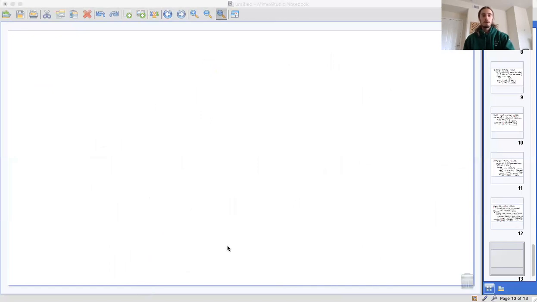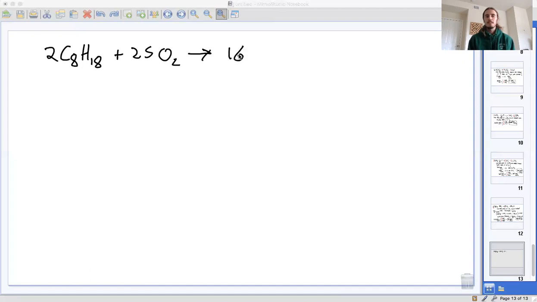So let's see. Number 9 deals with the same equation. So let's write that out again. 2 octanes plus 25 oxygens make 16 carbon dioxides plus 18 waters.